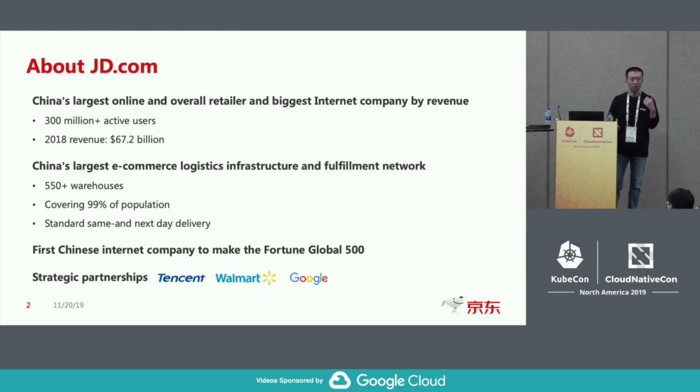Probably not many people know JD.com, so I would just like to spend a few seconds to talk about it. JD is the largest online and offline retailer and internet company by revenue. You've probably heard of Alibaba and other companies, but by revenue we're the largest one. In addition to that, JD also provides the largest logistics and fulfillment network nationwide in China. And we've built a very good strategic partnership with Google, Tencent and Walmart.